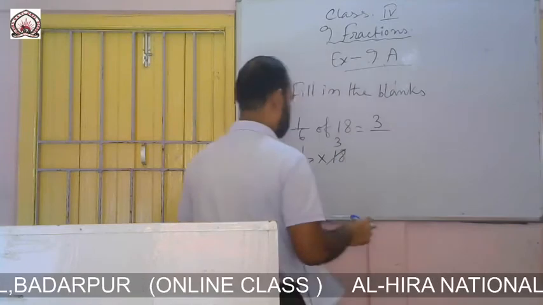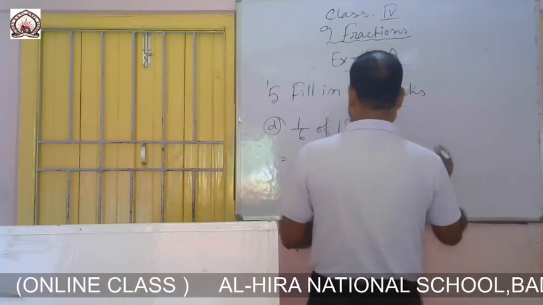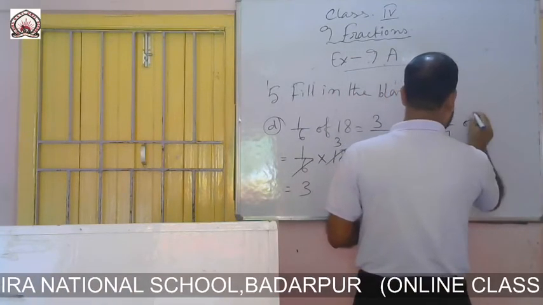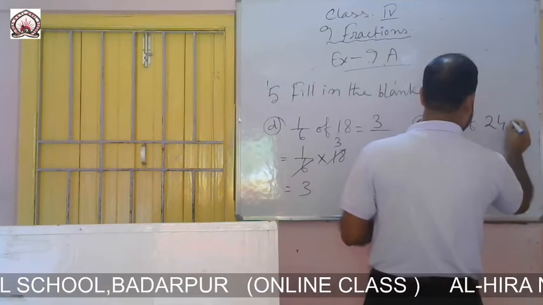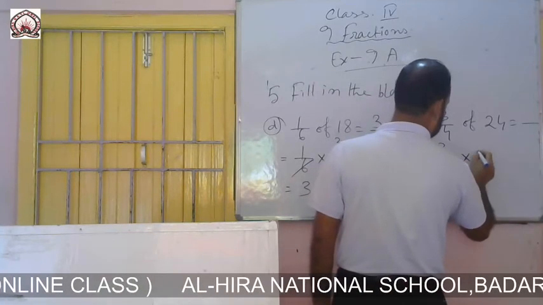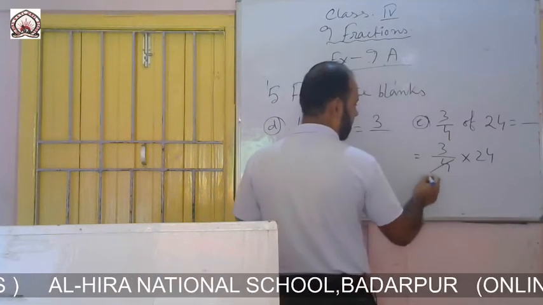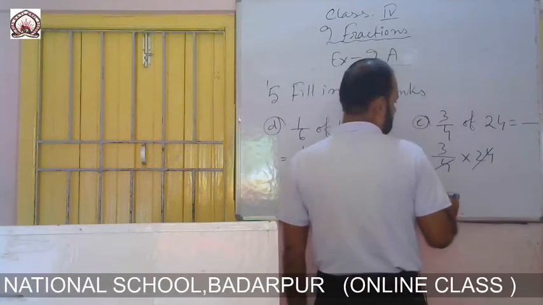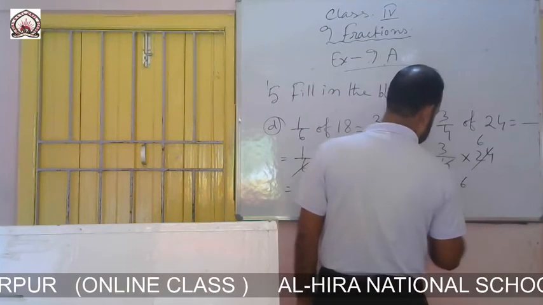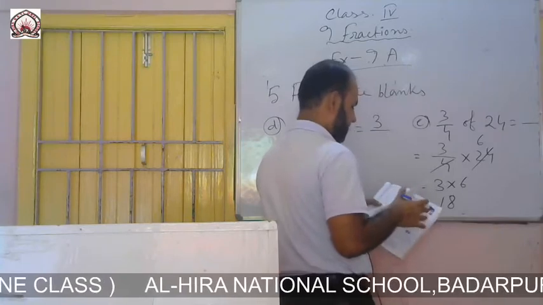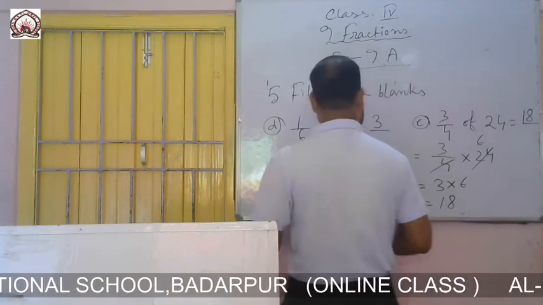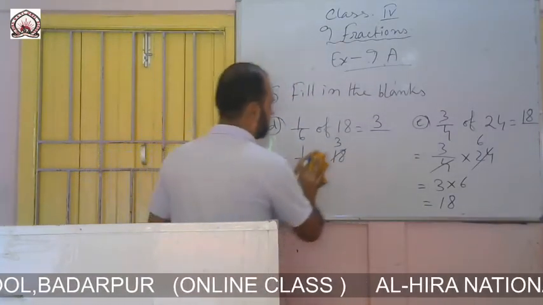Answer is 3. Next, question number E, 3/4 of 24 equal to dash. Now 3/4 into 24. Cut 4 1 is 4, 4 6s are 24. So 3 into 6, 3 6s are 18. Answer is 18. Next, question number F.